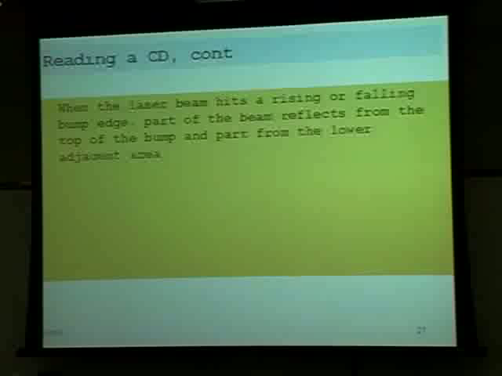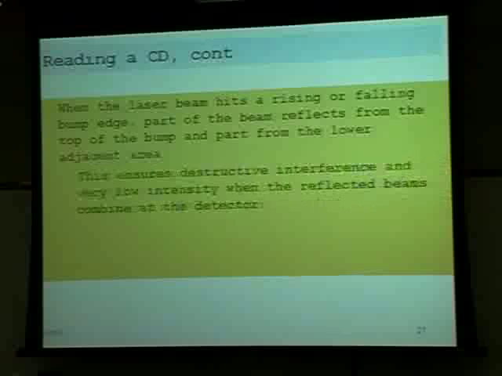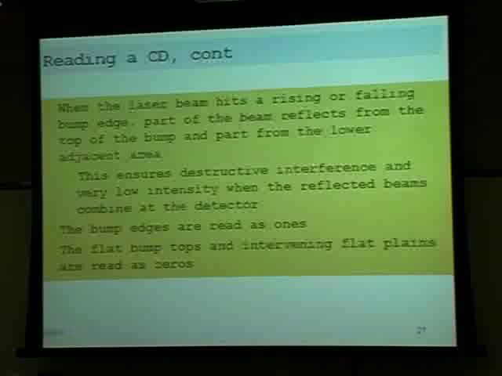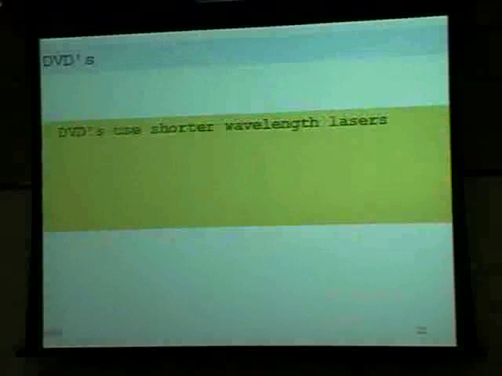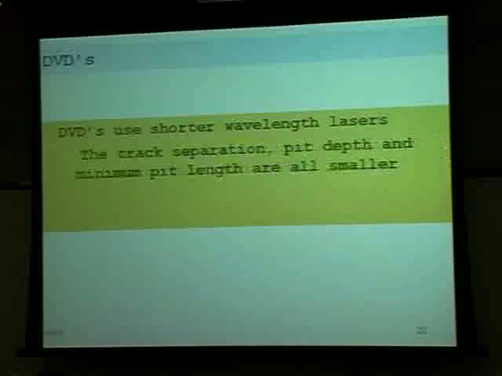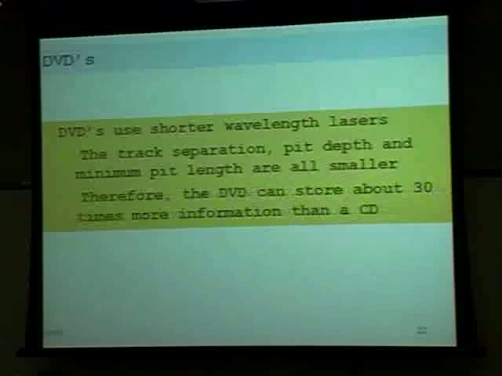So you store binary digits, which would correspond to your data in a binary system. The laser beam hits a rising or falling bump edge. Part of the beam reflects from the top of the bump, part from the lower level, which ensures destructive interference. Bump edges are read as 1s, and the flat bump tops and intervening flat planes are read as 0s. These are binary numbers. The difference between that and a DVD is that the DVD uses shorter wavelengths, and hence you can store more data because you've got much smaller intervals to deal with. So track separation, pit depth, and minimum pit length are all smaller. Hence, you can store 30 times more information than a CD.